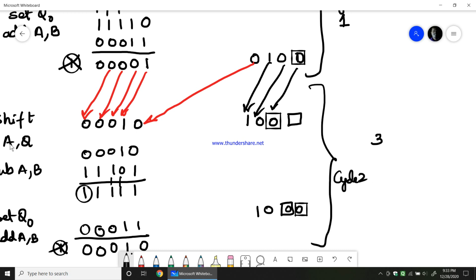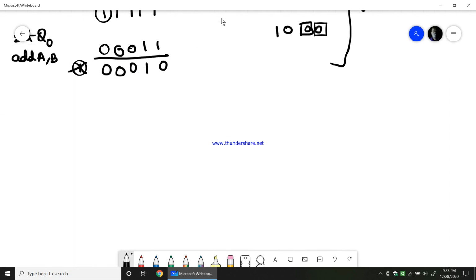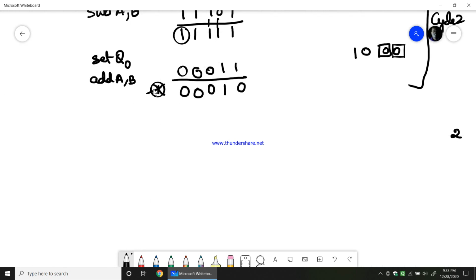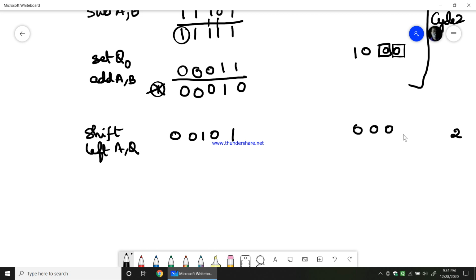Now n will be equal to 2. As it is not equal to 0, again take the value of a and q and shift it left. Shift again left a comma q. Therefore this 0 0 1 0 and this 1 comes here, whereas this becomes 0 0 0, and this bit we don't know what it is.